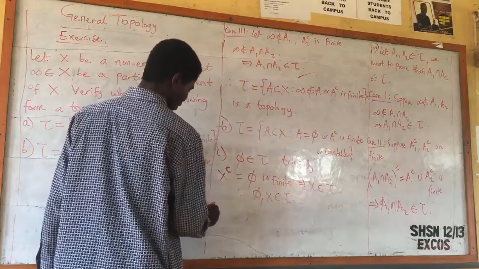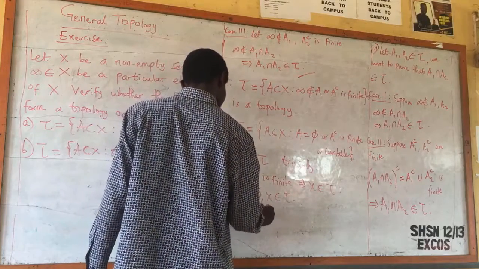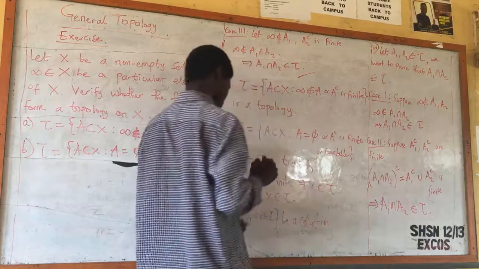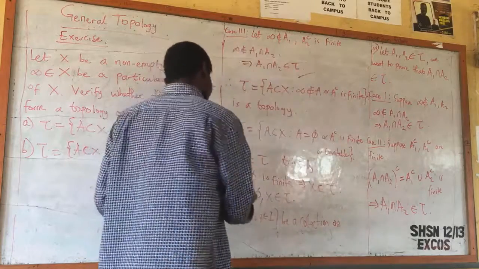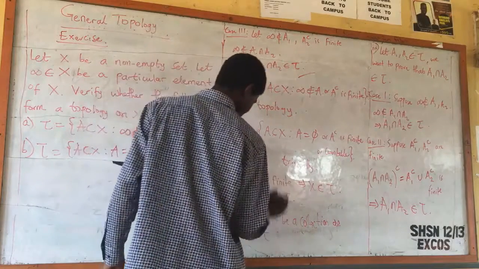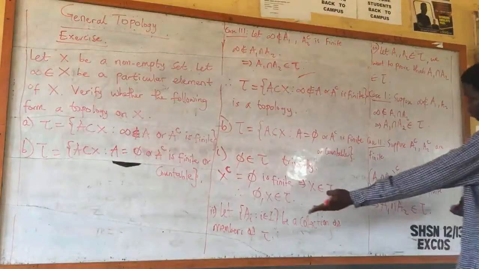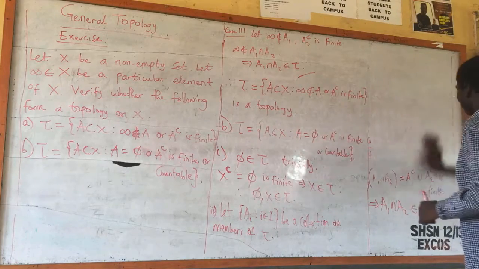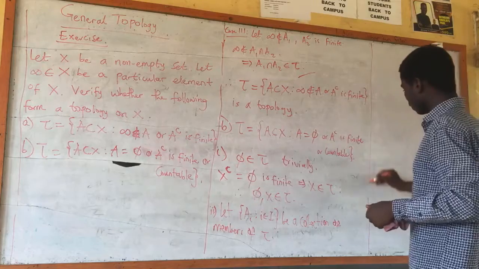Now, the second thing I want to do is let Ai, for i in I, be a collection of members of the topology. We want to prove that the arbitrary union of all these sets will also be in the topology. The arbitrary union will also be there.